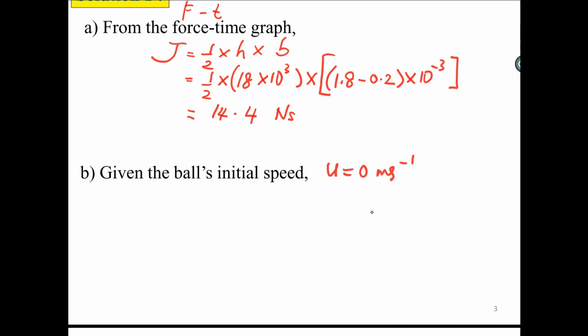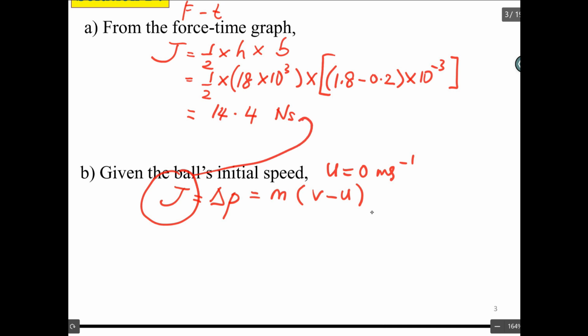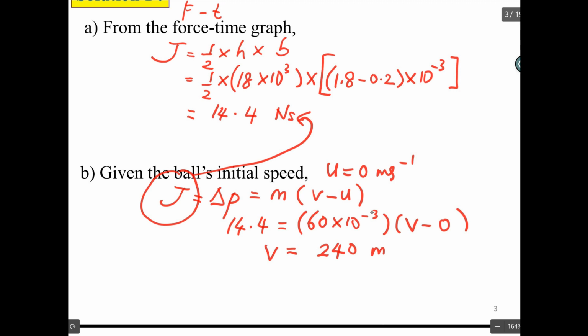So velocity dia berapa? Impulse is equal to delta P is equal to mass times dengan V minus U. So delta P is the change of momentum. So momentum is equal to mv lah. Kalau dia kata change, perubahan momentum, halaju final minus dengan halaju initial. Okay, mass given, and then kita dapat tadi impulse from question A, 14.4. Mass given is 60 gram. Convert to kilogram, divide by 1000. Okay, V minus dengan 0. Okay, so you get the answer V is equal to 240 meter per second.